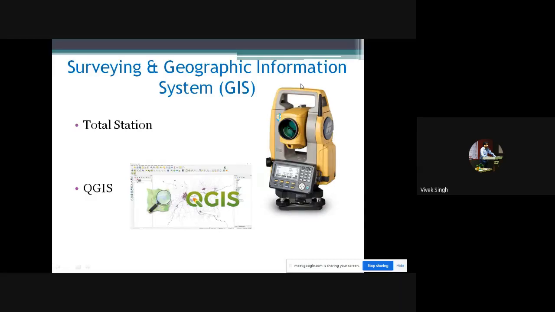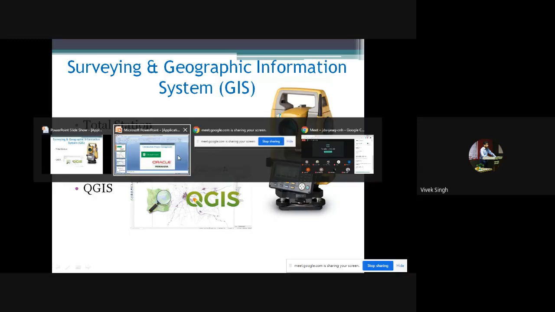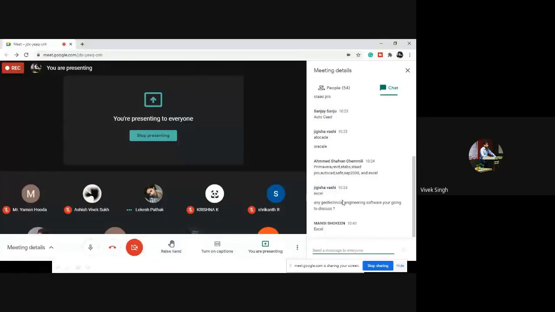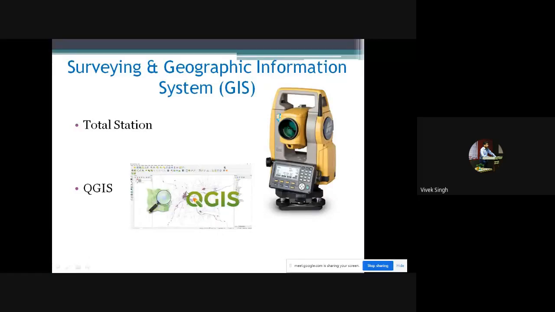For surveying and GIS, we have Total Station and QGIS. And I'll show you the results that you get from here. So first of all, QGIS is used for GIS mapping. Simply, the Google Maps that you see are created using GIS technology only. There is some methodology that is used for creation of these maps. So Google Maps is an example. Various other kinds of maps are created using GIS.